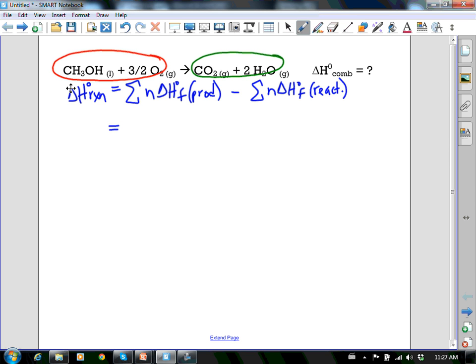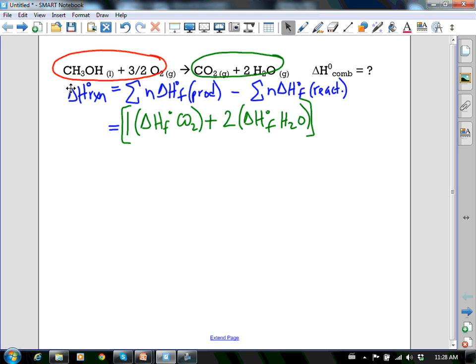In this case, I'm going to look at my products. I've got 1 mole of CO2, so I need to find the heat of formation of CO2. And I'm going to add that to 2 times the heat of formation of water, H2O. So that is all my products.